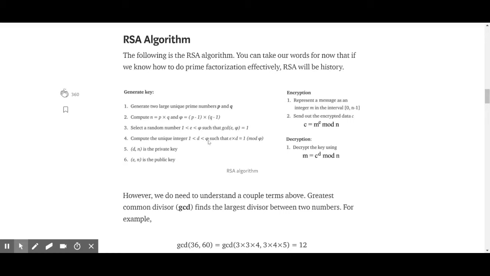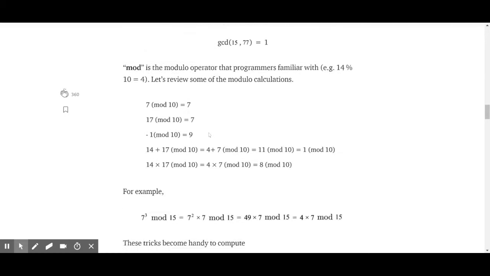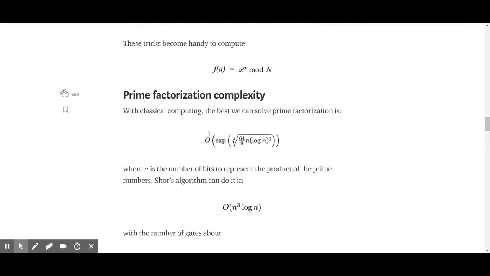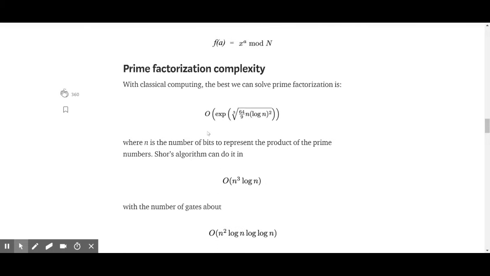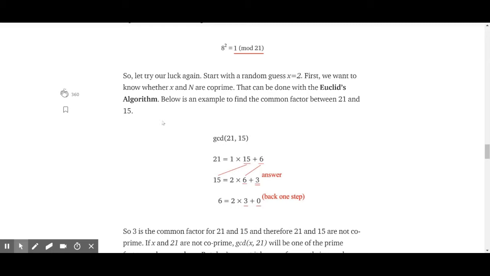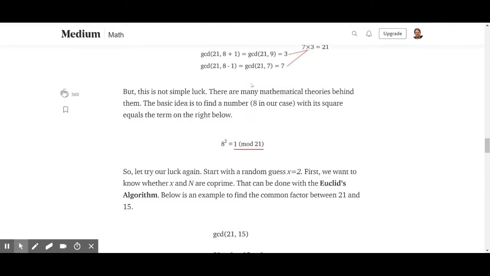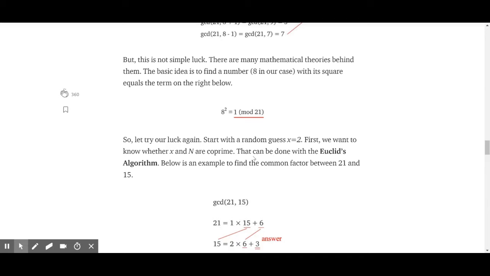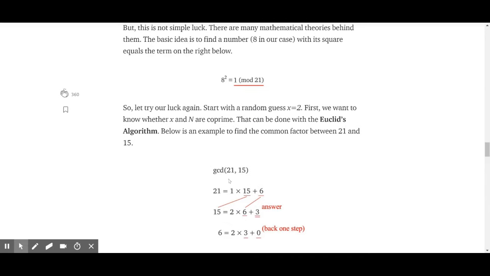But okay, prime factorization. Where were we? Let's try our luck again. Start with a random guess, x equals 2. First, we want to know whether x and n are co-prime. That can be done with Euclid's algorithm. So there's an example to find the common factor between 21 and 15.